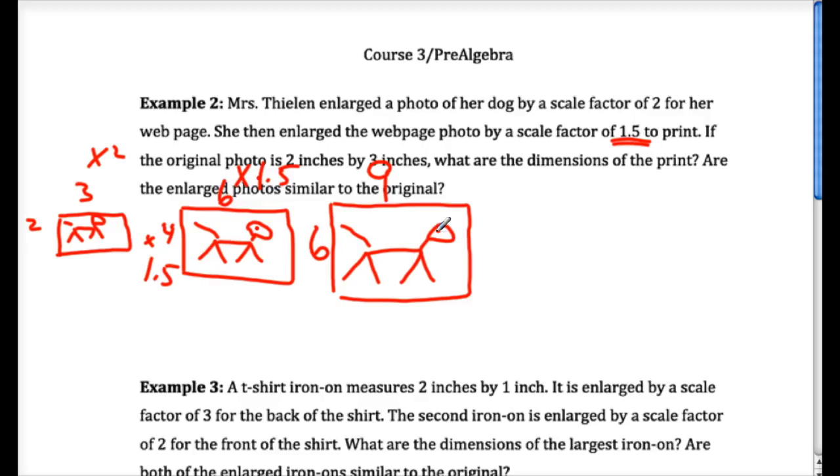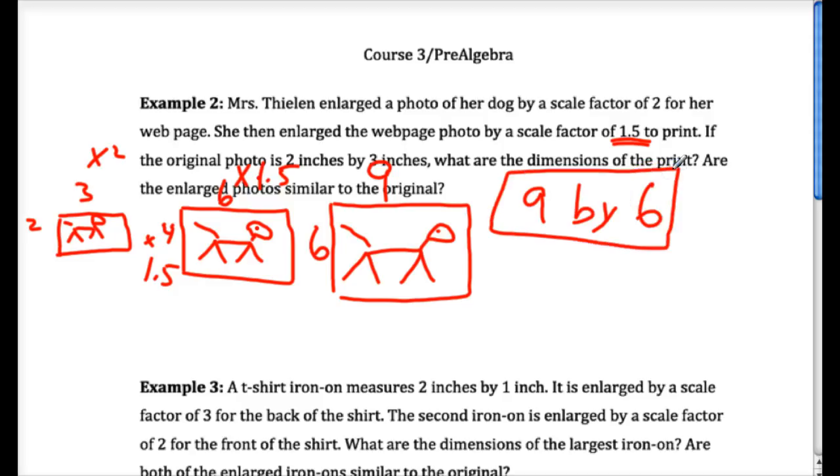Okay, so there's a picture of his dog. And then what are the dimensions of the print? So you would say 9 by 6. Could you say 6 by 9? Yeah. Sure, the order of the dimensions does not matter. Okay? And then, watch how this stuff's proportional. 2 over 3.